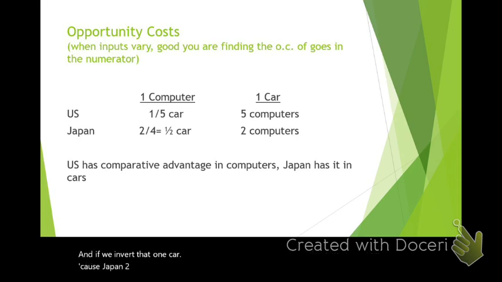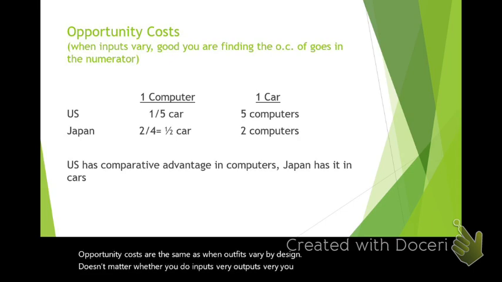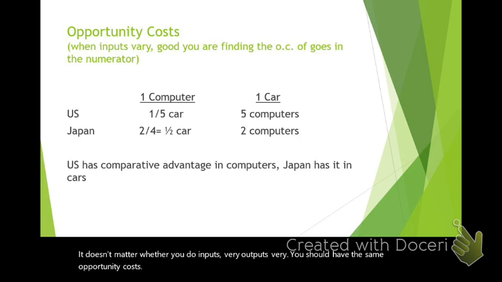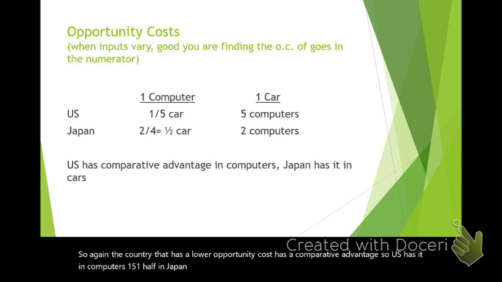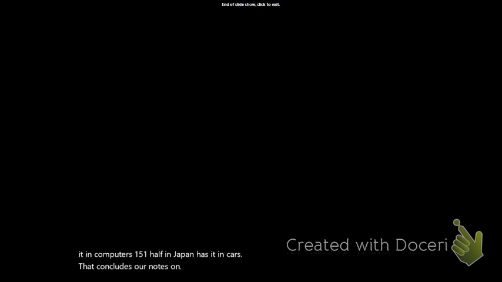So these opportunity costs are the same as when outputs vary, by design. It doesn't matter whether you do inputs vary or outputs vary, you should have the same opportunity costs after you've done your analysis. So again, the country that has the lower opportunity cost has a comparative advantage. So the U.S. has it in computers, 1/5 to 1/2, and Japan has it in cars. That concludes our notes on comparative advantage, specialization, and trade.